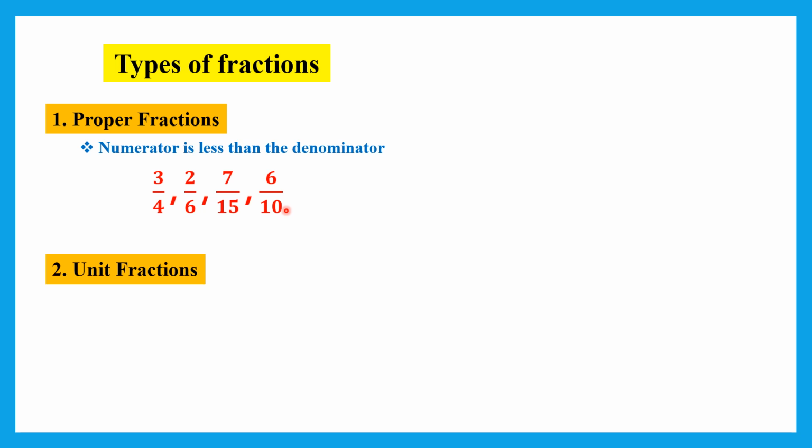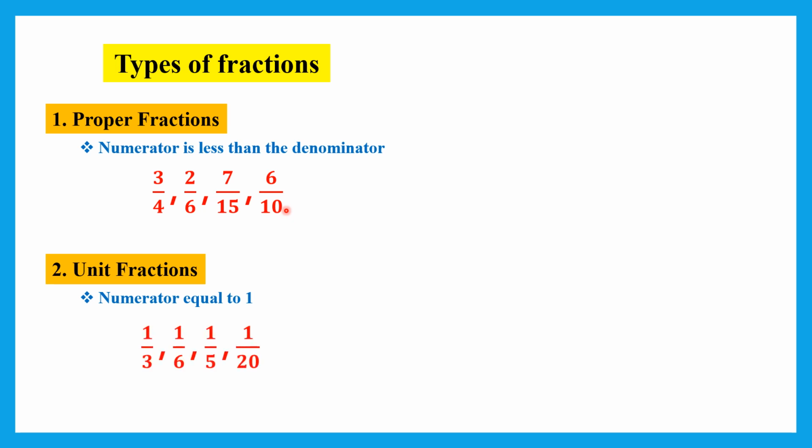Next one, unit fraction. A unit fraction is a part of the proper fractions. Actually, a unit fraction is also a proper fraction. A unit fraction is a special case of a proper fraction. So unit fractions are the fractions with numerator equal to 1. If the numerator of a fraction is equal to 1, then we can say that fraction is a unit fraction.